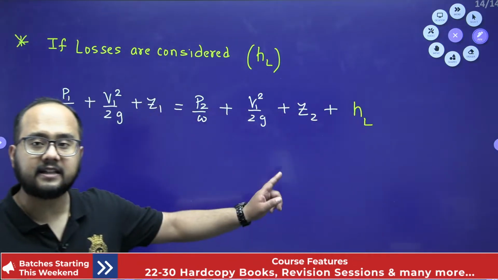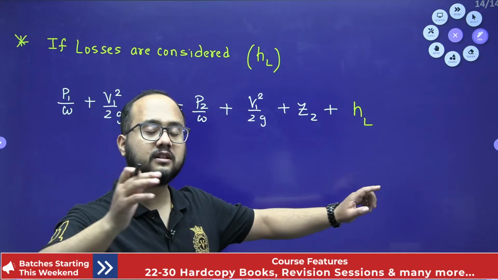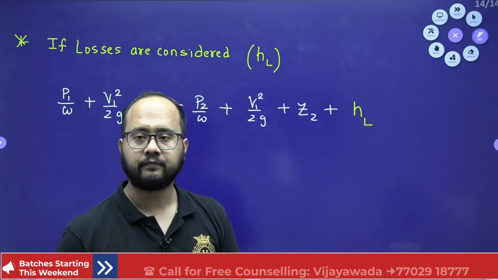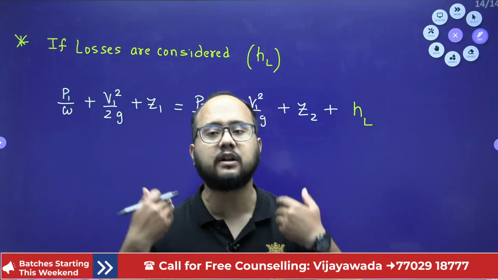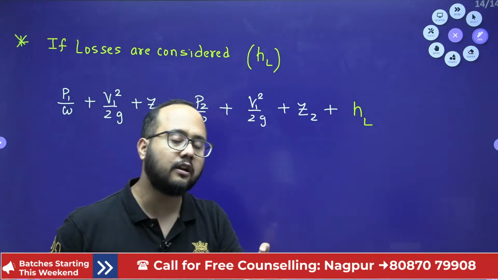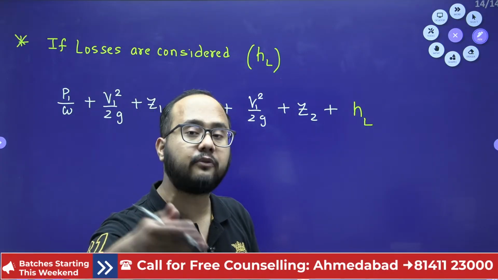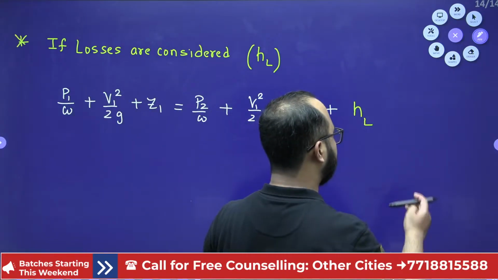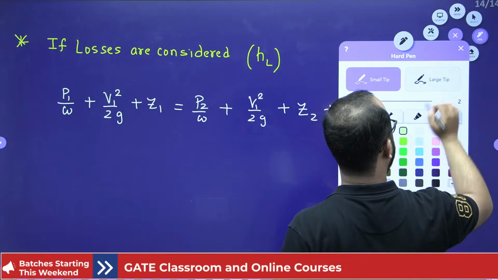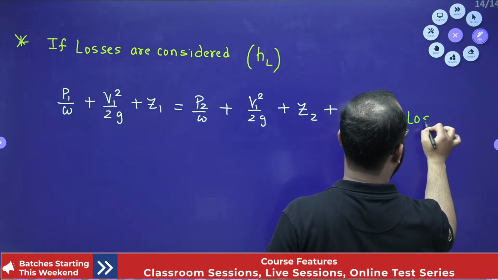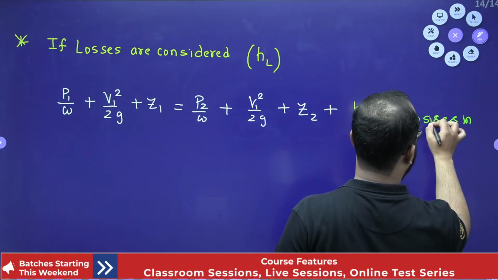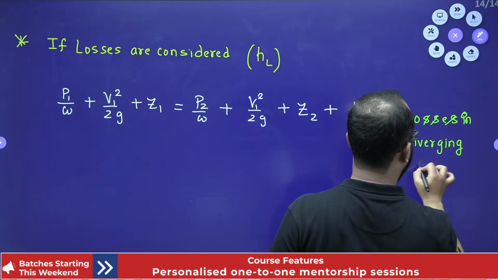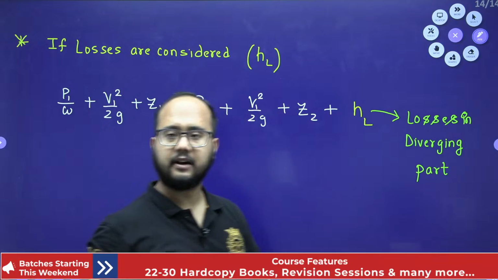Remember this point, this HL I am taking in the diverging part, because an adverse pressure gradient exists in the diverging part. So you will see more of the losses in the diverging part. It's not that there will not be any loss in the convergent part, but I am not taking it because of its negligible value. The majority of the losses you will see in the diverging part, where the adverse pressure gradient exists. So that HL belongs to the losses in the diverging part. Please remember this point, very important.